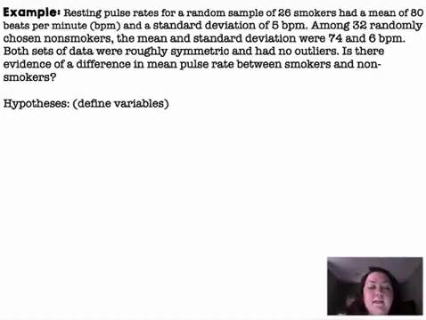Alright, so let's look at an example. Resting pulse rates for a random sample of 26 smokers had a mean of 80 beats per minute and a standard deviation of 5 beats per minute. Among 32 randomly chosen non-smokers, the mean and standard deviation were 74 and 6 beats per minute. Both of the data were roughly symmetric and had no outliers. Is there evidence of a difference in mean pulse rate between smokers and non-smokers?